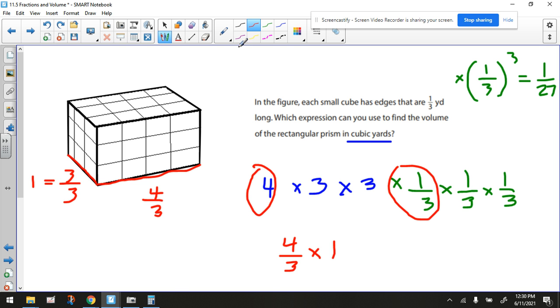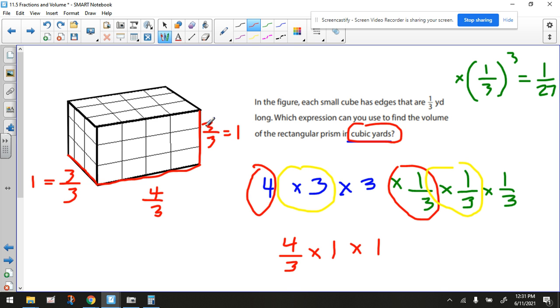Did you know that if I did 3 times a third, I would get 1? How about counting up? 1/3, 2/3, 3/3. So that's also equal to 1. It's 1 yard. So we have 4/3 of a yard, we have 1 yard, and we have 1 yard. And if we want to know how many cubic yards, we would have to multiply these red numbers together, and that'll give us the answer.